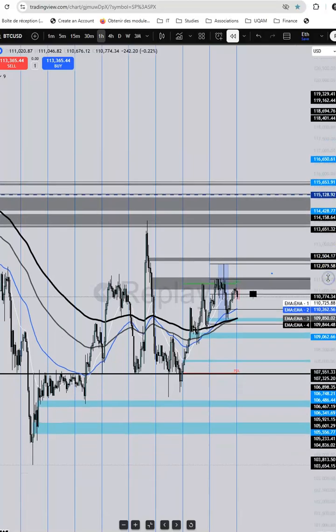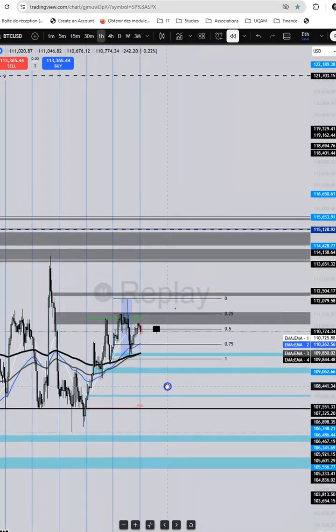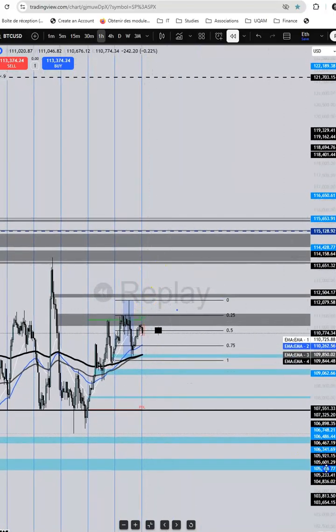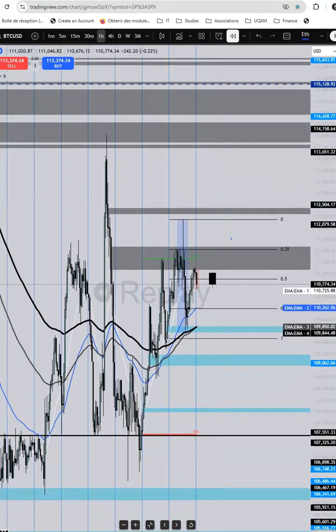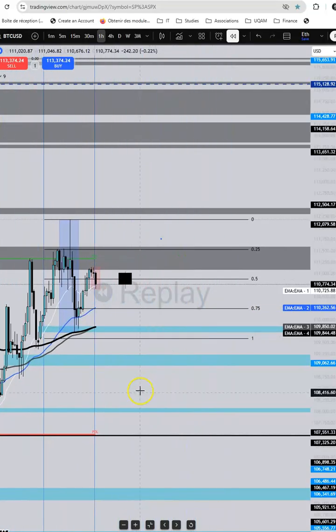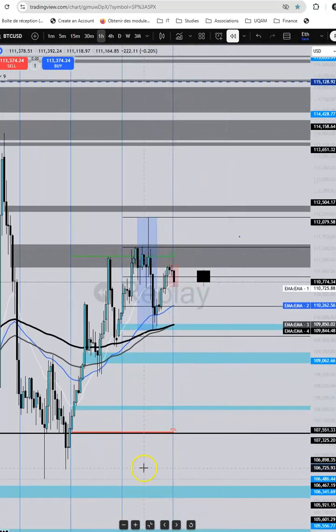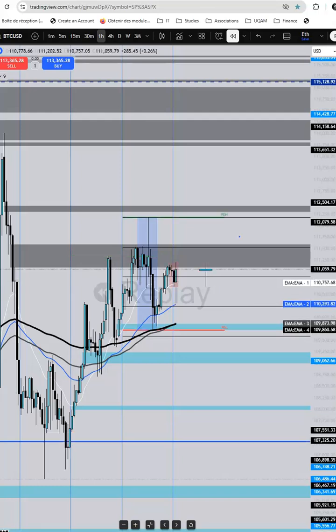So if on the weekly chart I like to mention previous day high and low, in the hourly chart I like three things. I like to mention previous day high and low. So this is not accurate because something is really there. Yeah, this is Friday. This is the beginning of Saturday.